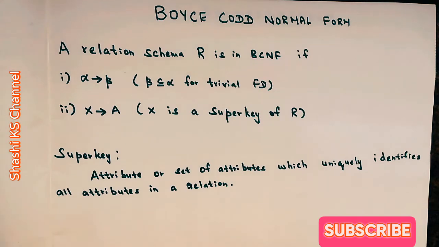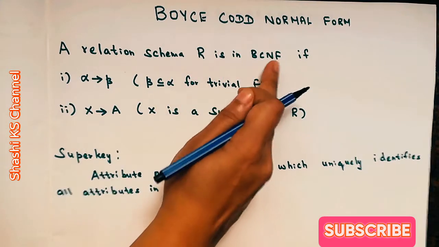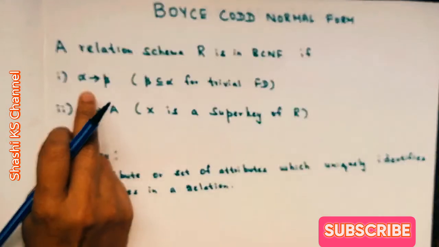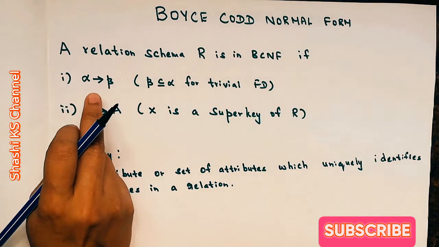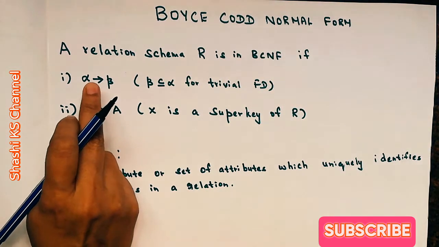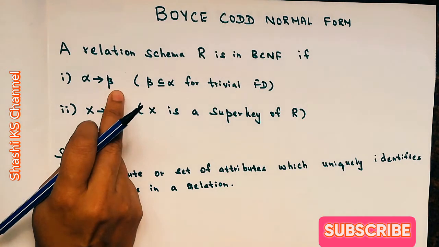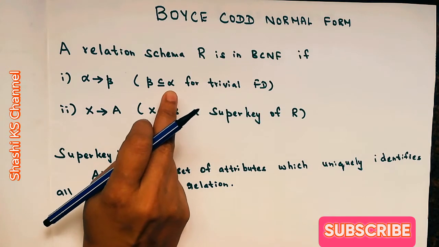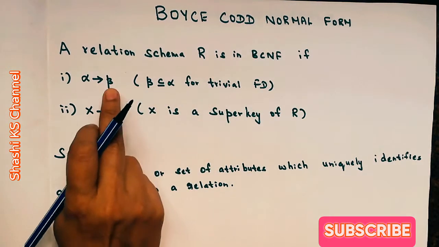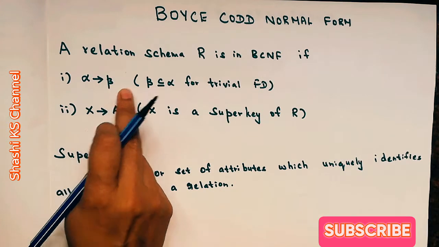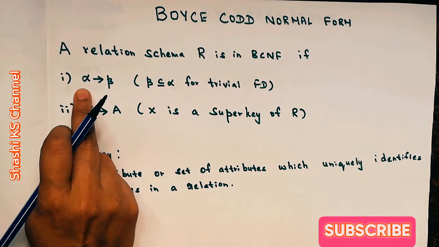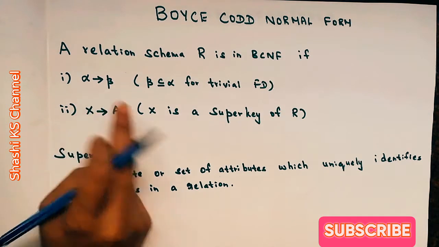Okay. So you will say that a relation schema R is said to be in Boyce-Codd normal form, that is in BCNF, if the following two conditions hold. The first condition is if you have a trivial functional dependency of the form alpha determines beta, then beta is a subset of alpha. Okay. So trivial functional dependency means that whatever is there on the right hand side should be a subset of the left hand side. Okay, then such types of functional dependencies are called trivial functional dependencies.